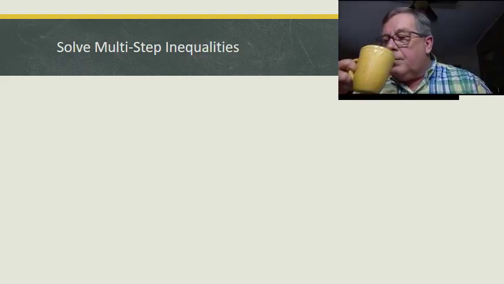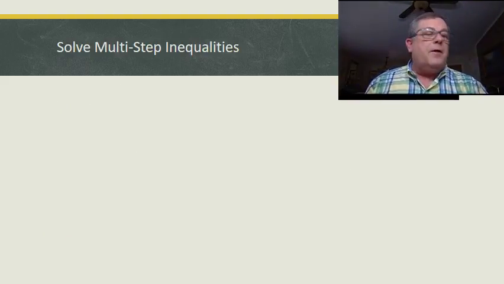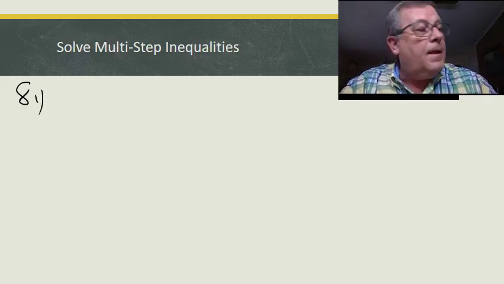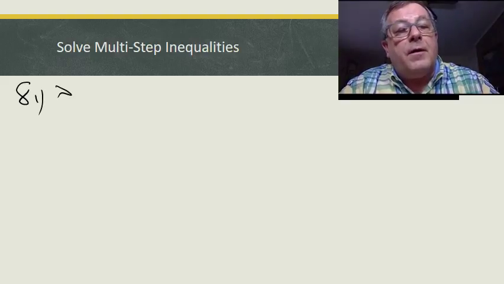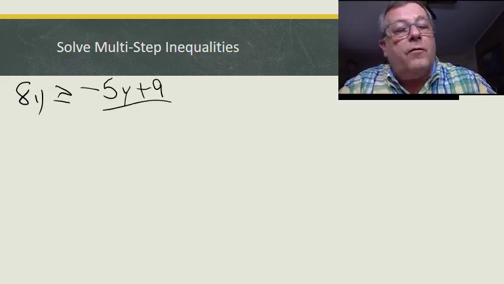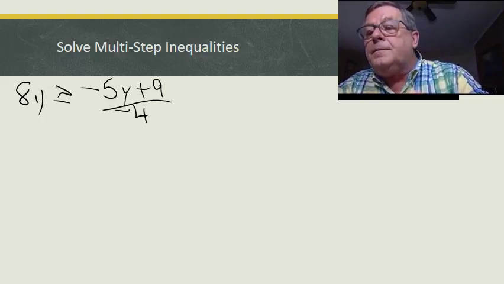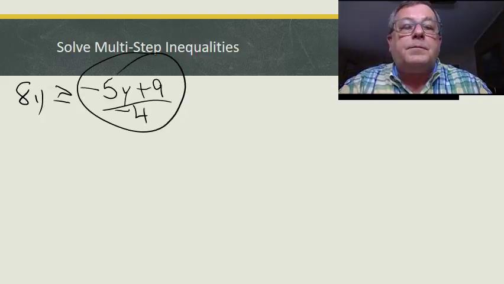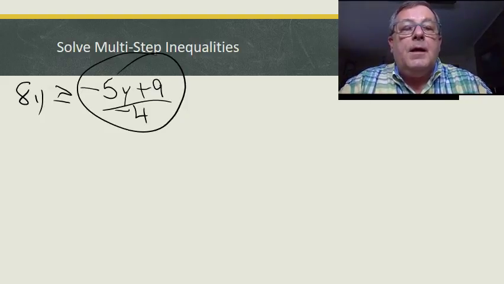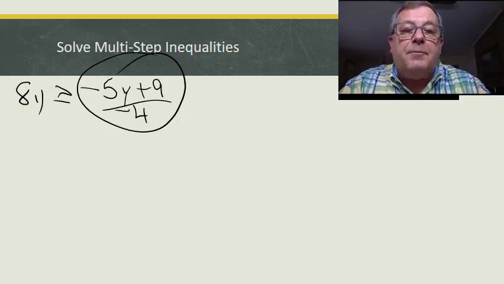All right, what do you say we work another one? Let's start right here. We've got 8y is greater than or equal to negative 5y plus 9, over negative 4. Now, this expression right here, negative 5y plus 9 over negative 4, is actually a grouping. And so I want to deal with it first. And so negative 5y plus 9 is divided by negative 4.